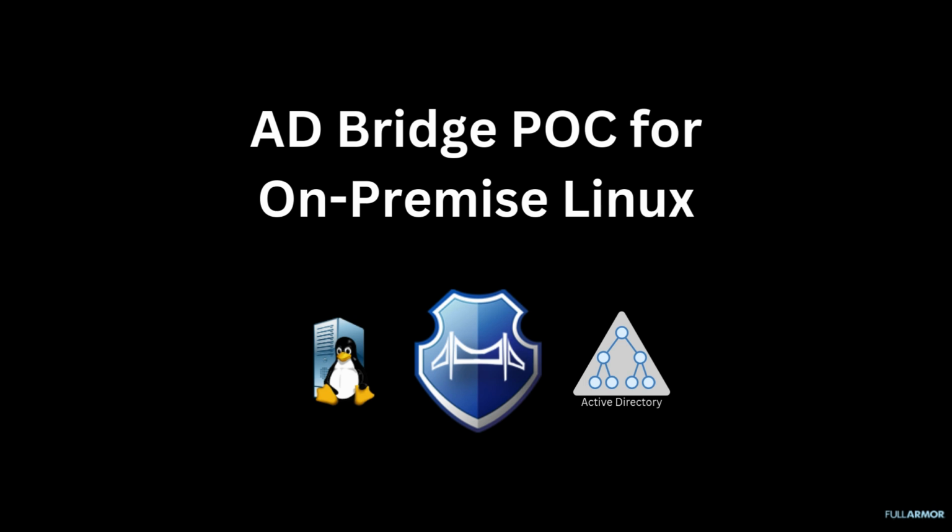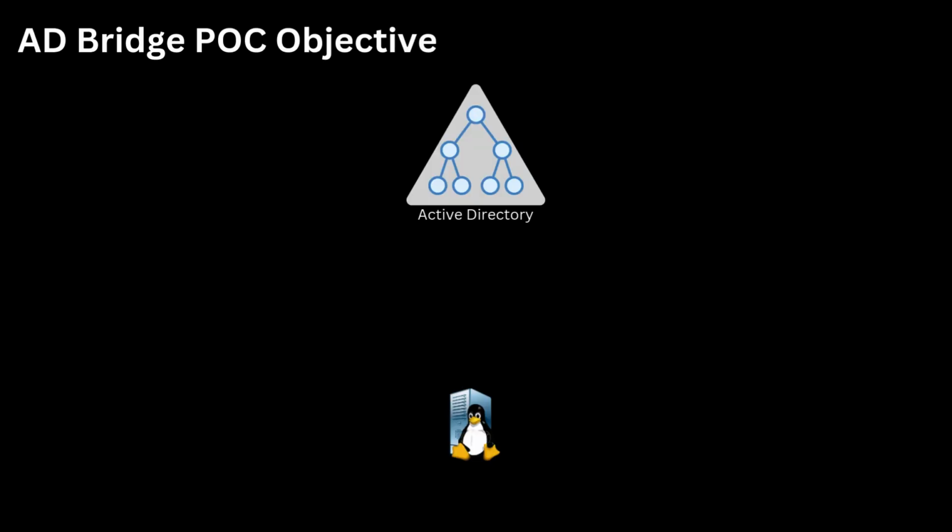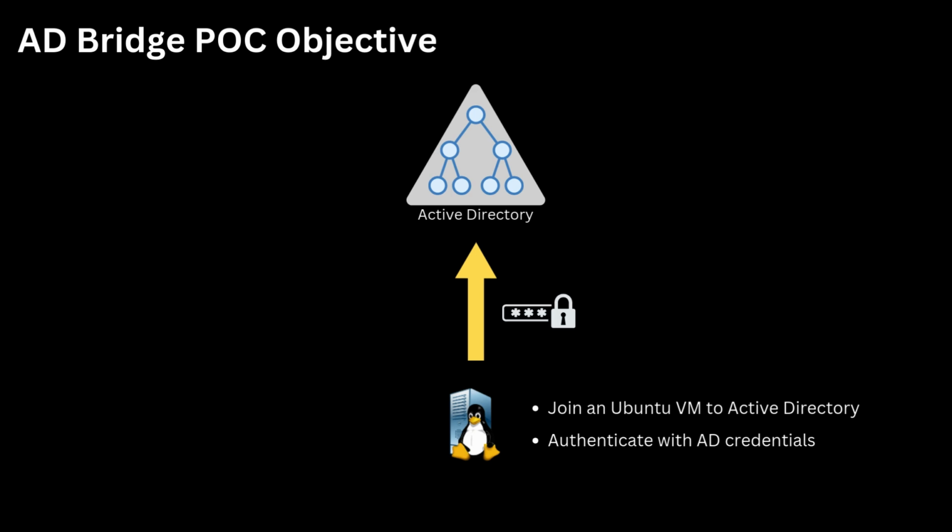In this video, we'll go over detailed instructions to get a POC of AD Bridge running with an on-premise Linux machine, in this case Ubuntu. Here we have our Active Directory domain and a Linux VM. We will join the Linux VM to Active Directory and then enable Linux users to authenticate using their AD credentials.